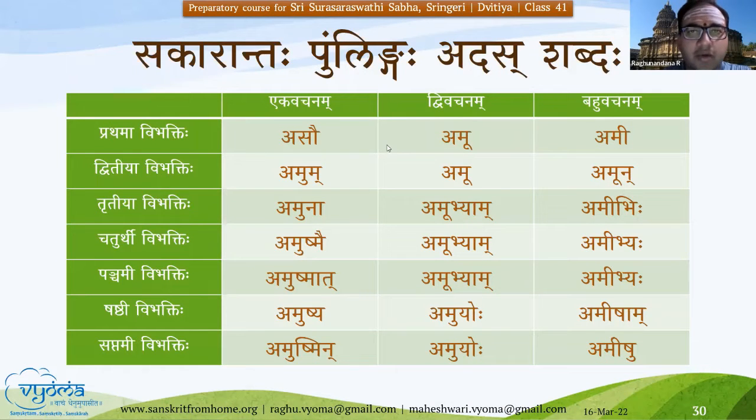Uttamam. When do we use this Adas Shabda? Here it's a pronoun. So Sakarantaha Pullingaha Adas Shabdaha is used to say this person. Asau Ramaha. This person is Rama. Something like that. So yeah, Dhanyawadaha. Okay, next Jyotilakshmi Bhagini.